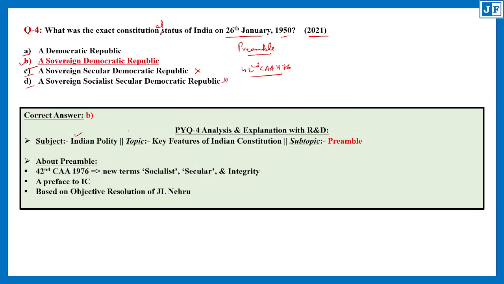It is again asked from Indian Polity. Topic is key features of Indian Constitution. Subtopic is preamble. By the 42nd Constitutional Amendment Act, 3 new words were inserted in the preamble, which were socialist, secular and integrity. Preamble is a preface to the Indian Constitution. It is based on the objective resolution of J.L. Nehru. He presented the objective resolution in the Constituent Assembly on 13th December 1946. It was adopted unanimously on 22nd January 1947.